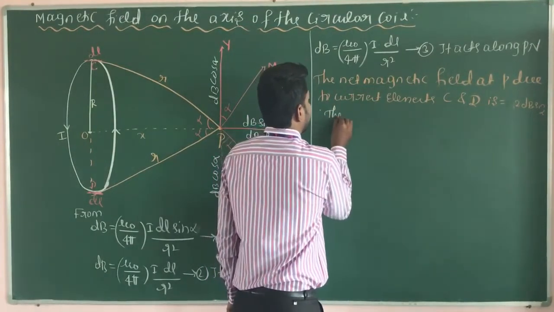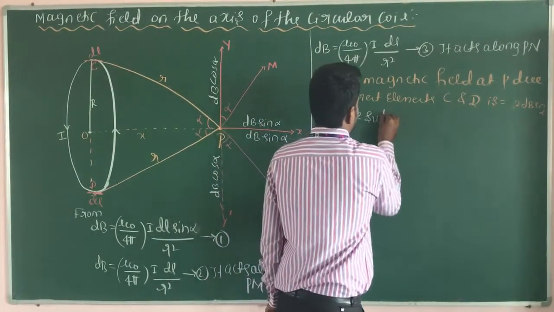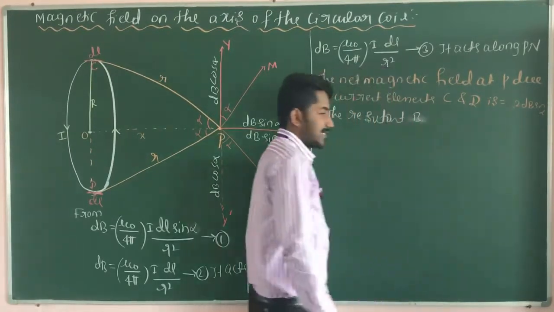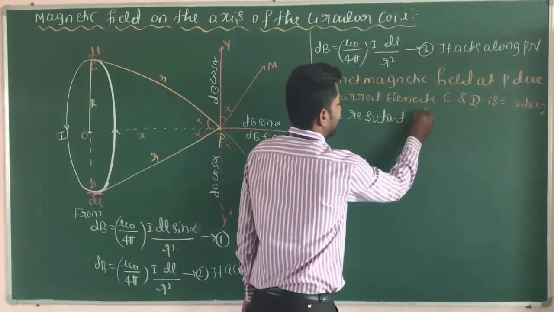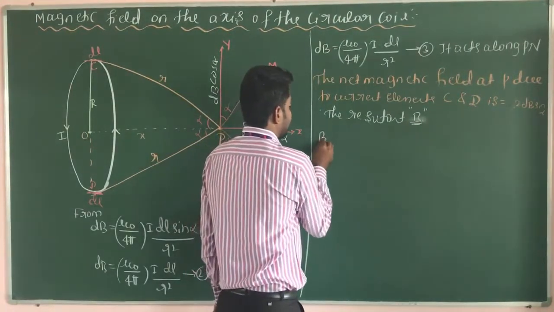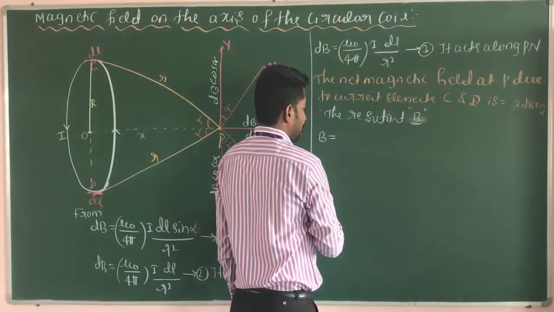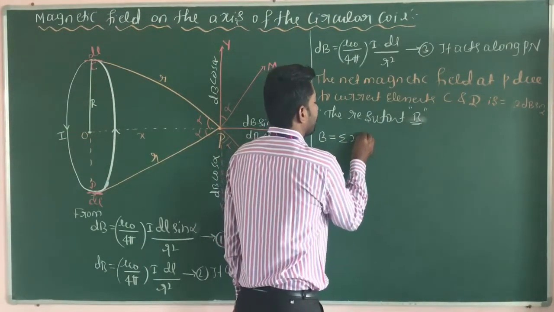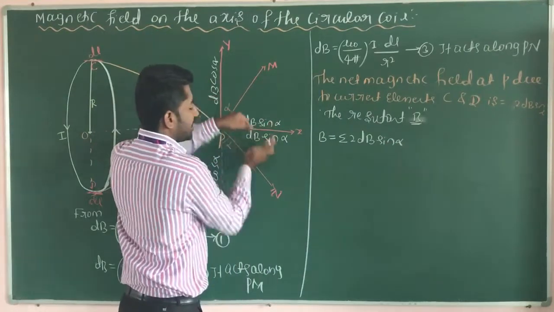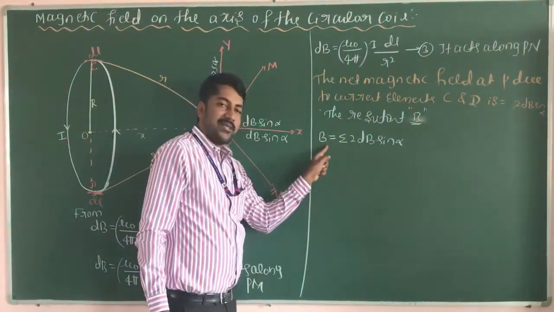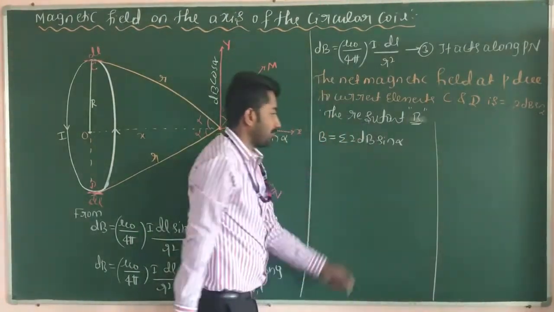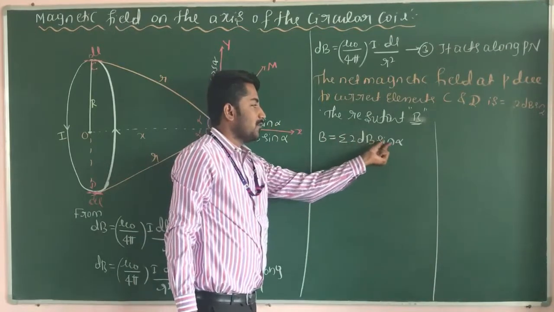Here, the resultant magnetic field, denoted by the symbol B. The resultant magnetic field B is equal to the sum of 2 dB sin alpha. When we add these two components, we get this value.